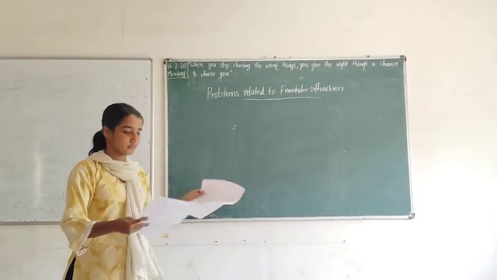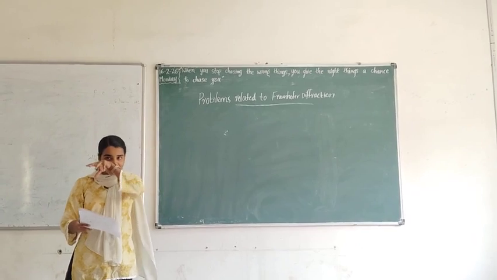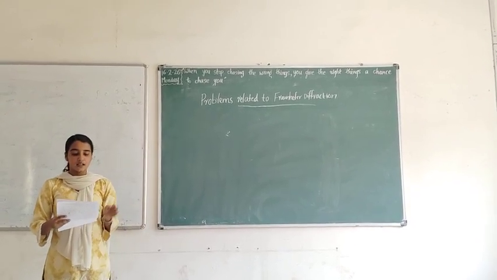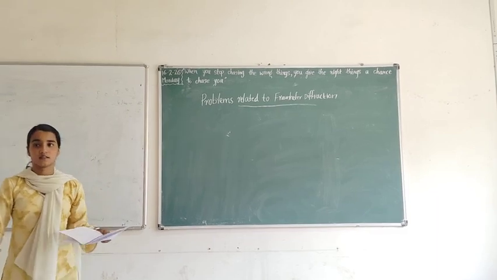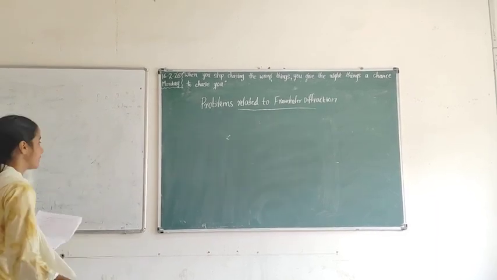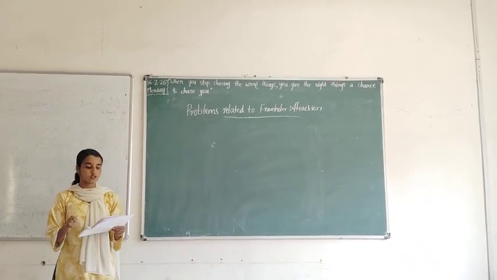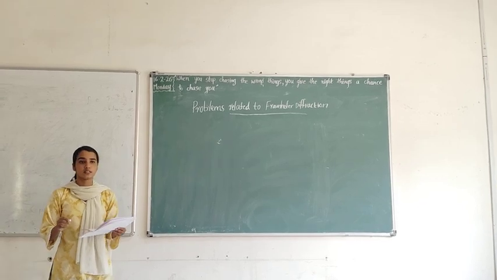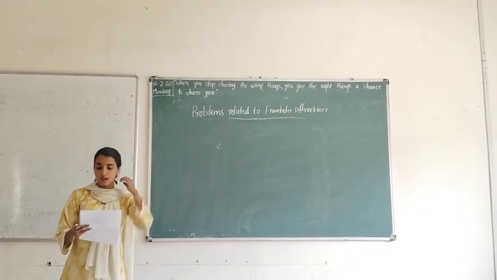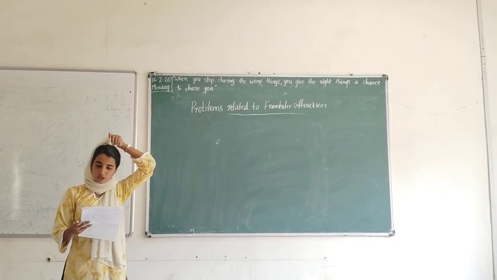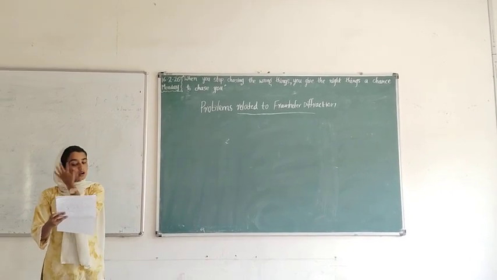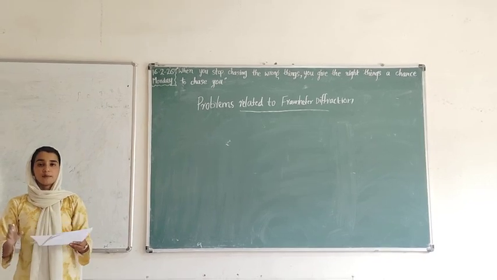Problem. Light of wavelength 5000 angstrom falls normally on a slit of width 20 into 10 raised to minus 5 centimeter. Calculate the angular position of the first two minima on either side of the principal maximum.